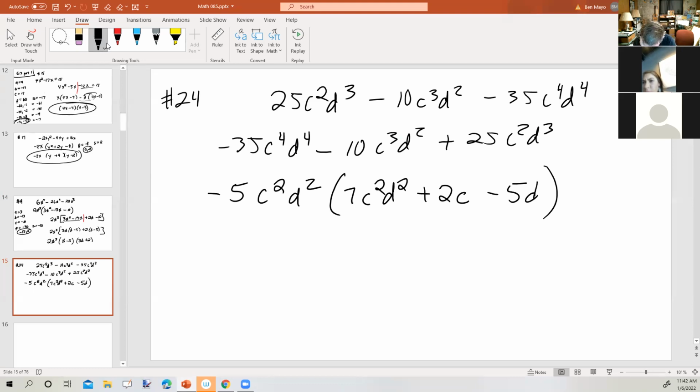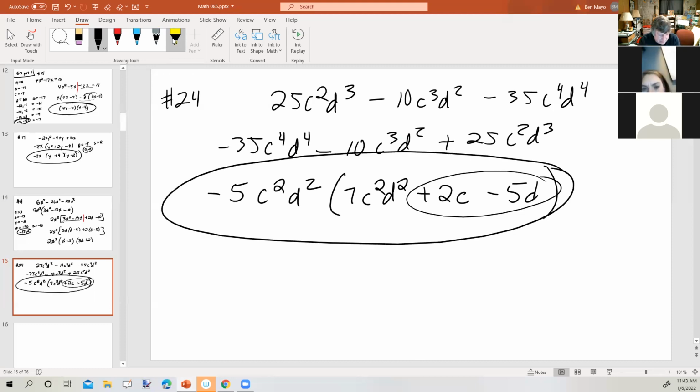Okay, let's see. I just want to make sure I've got everything correct there. If I take out a 5, that's minus 35, c to the fourth, d to the fourth, minus 10, c cubed d squared, plus 25c. Now, looking at what's inside the parentheses, I've got c squared d squared. So it's like my variable would be sort of like cd, but because of what's over here, there's no way I'm going to be able to factor that any further. So it's not prime, but this would be the final answer, I do believe.